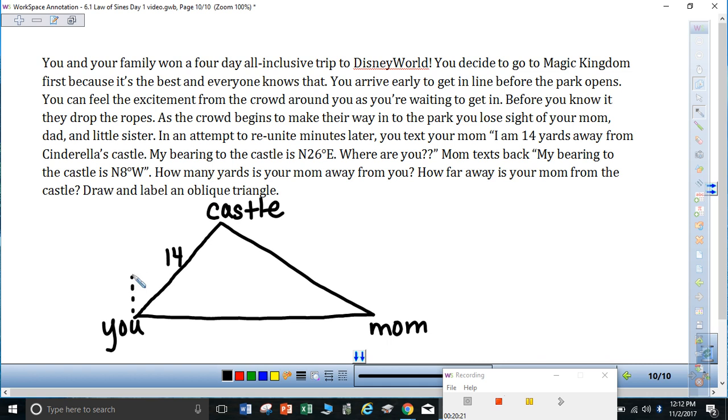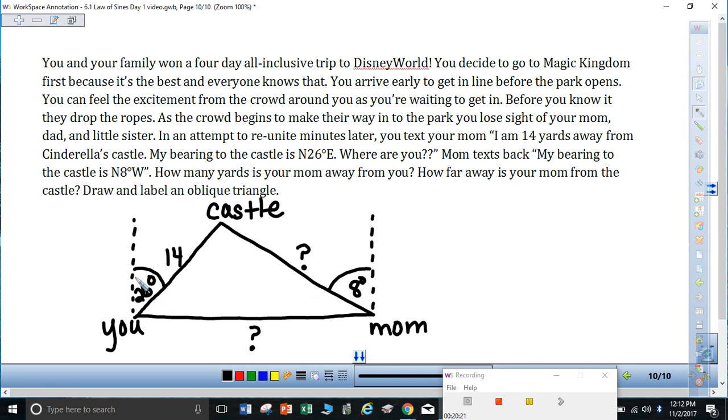So for your bearing, these dotted lines are helpful. So you're going to go north and then 26 degrees east. So that's 26 degrees right there. Okay. Mom texts back, my bearing to the castle is north 8 degrees west. I love this problem because these are totally real life text messages that you would send, right? Okay, this is asking how many yards is your mom away from you? So that's the first question. How far is your mom away from the castle? That is the second question.